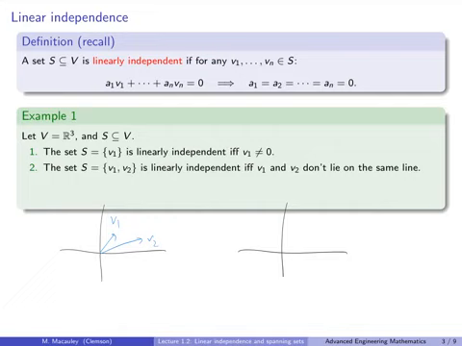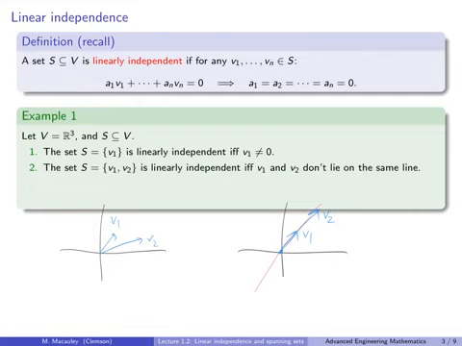And then an example of 2 vectors that do lie on the same line. Let me draw that line. Oops, that's supposed to go through the origin. Let's pretend it does. So here's v1, and here's v2. Or maybe v2 is in the negative direction, or it could even be 0.